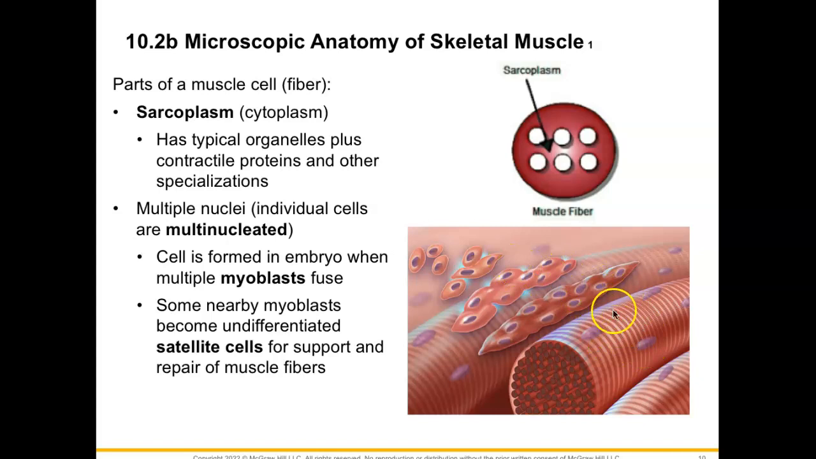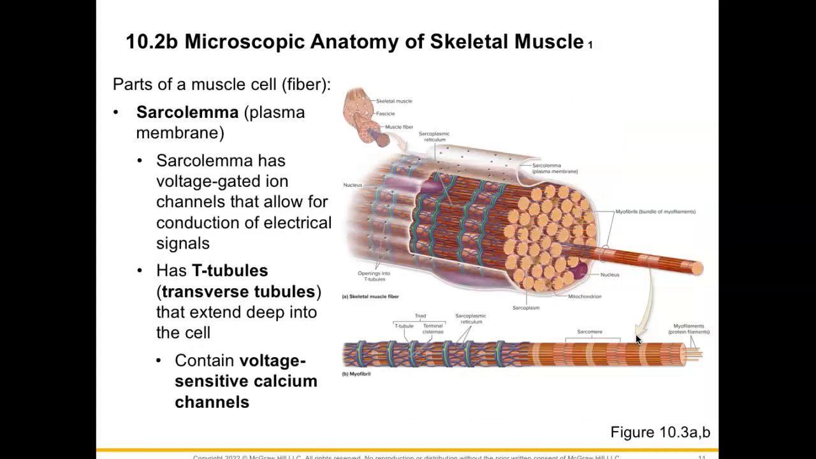And the way that we are forming this skeletal muscle fiber is when we are in embryo, we will have multiple myoblast cells fused together. And some of these nearby myoblasts are going to become undifferentiated and become satellite cells. We really don't have satellite cells shown in this photo, but they're literally just cells kind of hanging out here like a satellite. And they help to support the muscle and will be there in case any of our muscle fibers need any repairing.